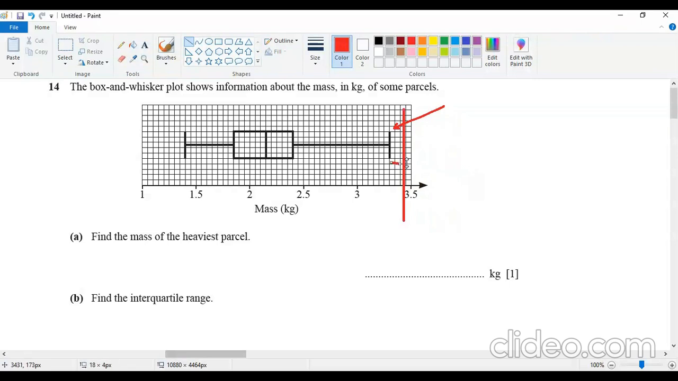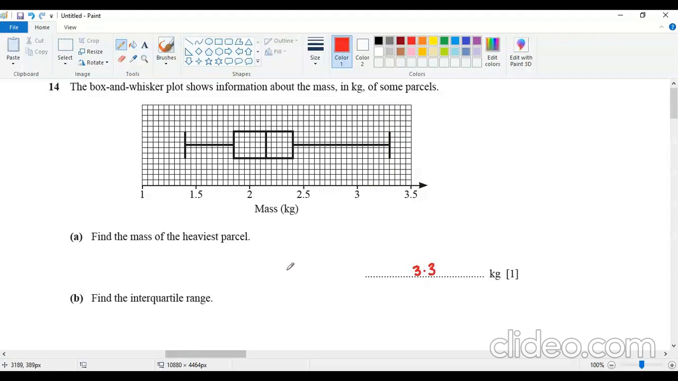I can see that this line stops over here, and when I start counting, every two blocks is equal to 1. So this is 3.1, 3.2, and 3.3. So 3.3 is going to be your final answer. 3.3 kilograms is the final answer.